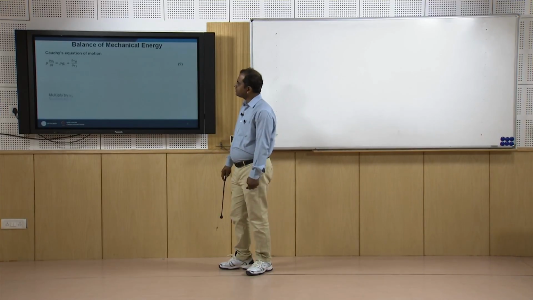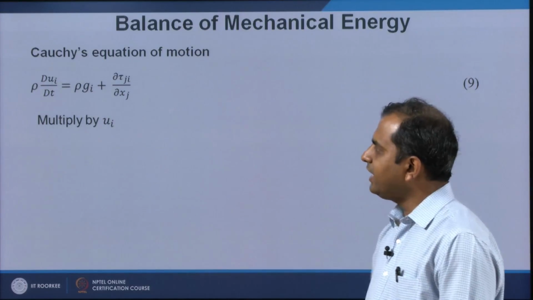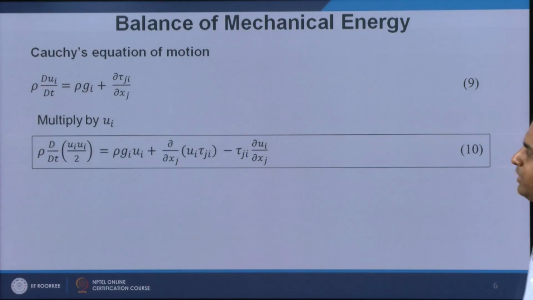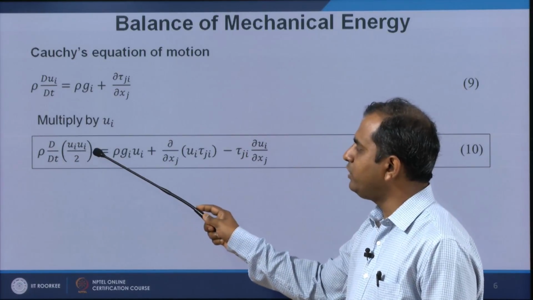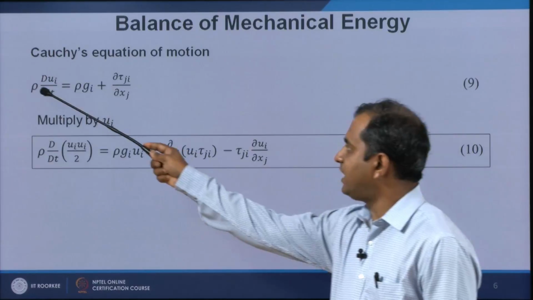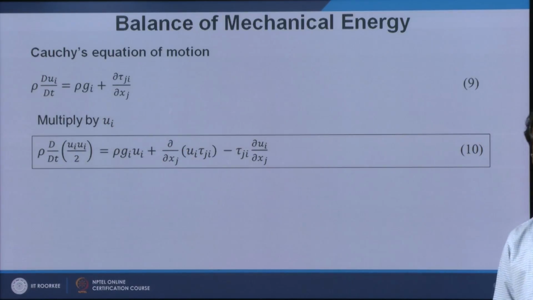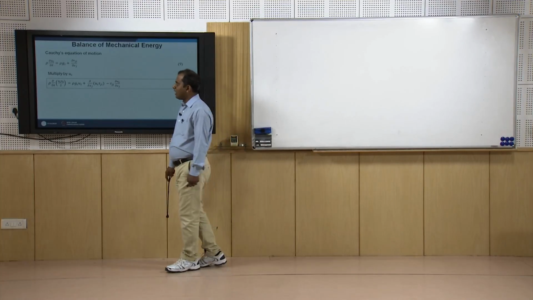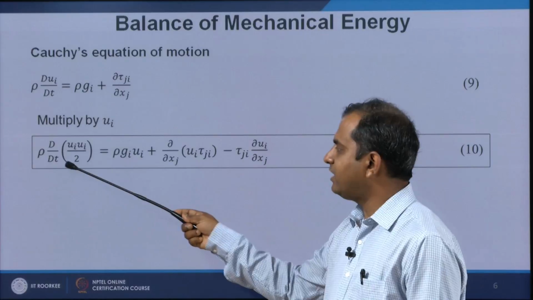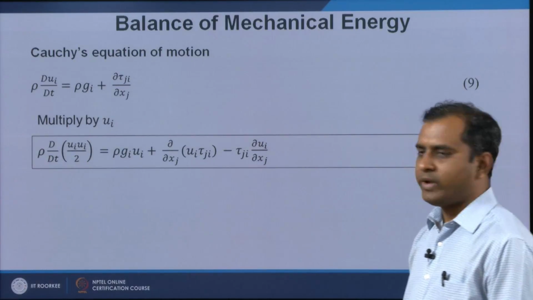Next, if we just multiply this equation by Ui, then you will be finding out this can be written as rho into d/dt of Ui into Ui by 2. Why? Because if you just multiply Ui over here, this will become Ui into d/dt of Ui, which can be written as half of d/dt of Ui square. So, here I have taken half inside, so it can be written as rho d/dt of Ui square by 2.